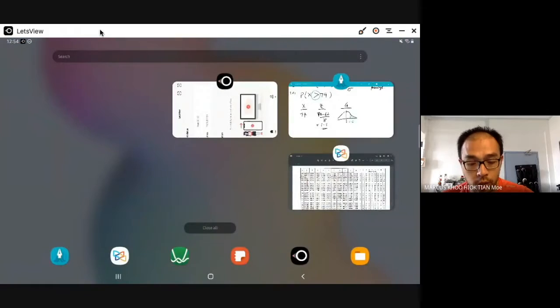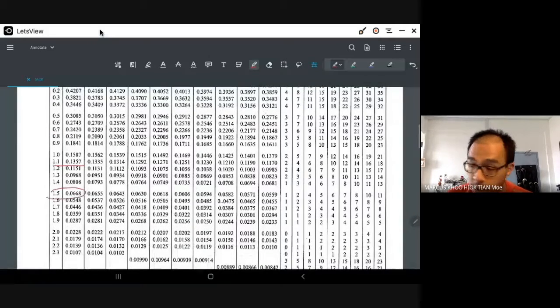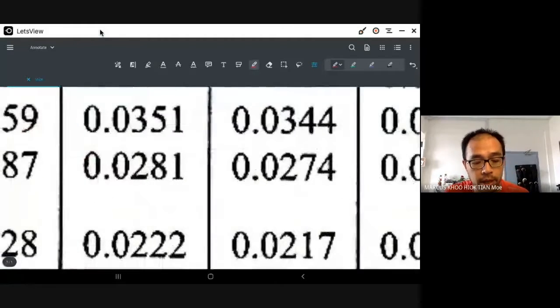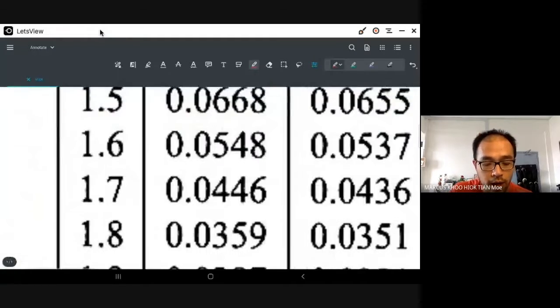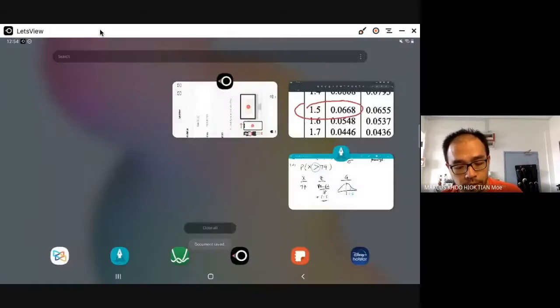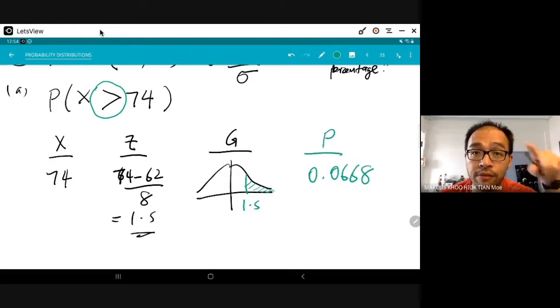So coming back to our table again, 1.5. 1.5 is read directly: 0.0668. Can everybody see? Never mind, if you cannot see, let me zoom it for you so that you can see. Here you go. 1.5, 0.0668. So I'm going to rewrite this. So this one, my probability is 0.0668.